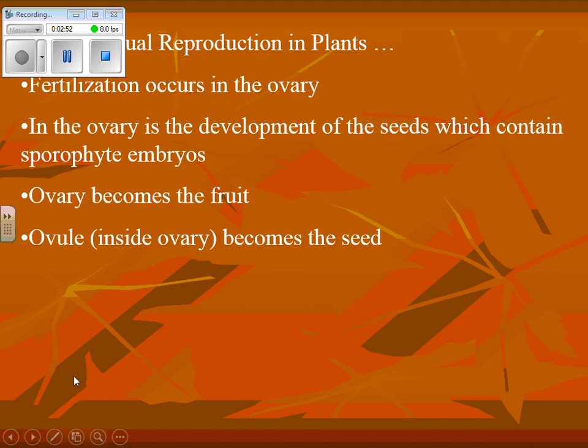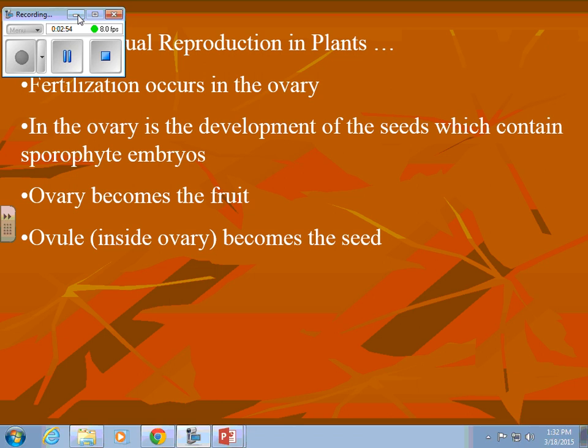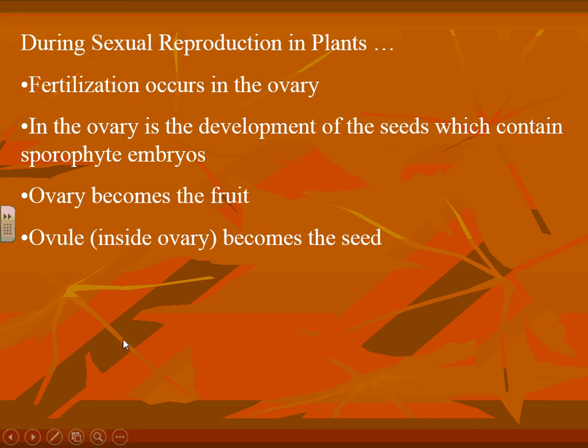During sexual reproduction in plants, fertilization occurs in the ovary. In the ovary, this is where there's a development of seeds which contain the sporophyte embryos, because once it's an embryo, it's considered a sporophyte, not a gamete anymore. The ovary will become the fruit.